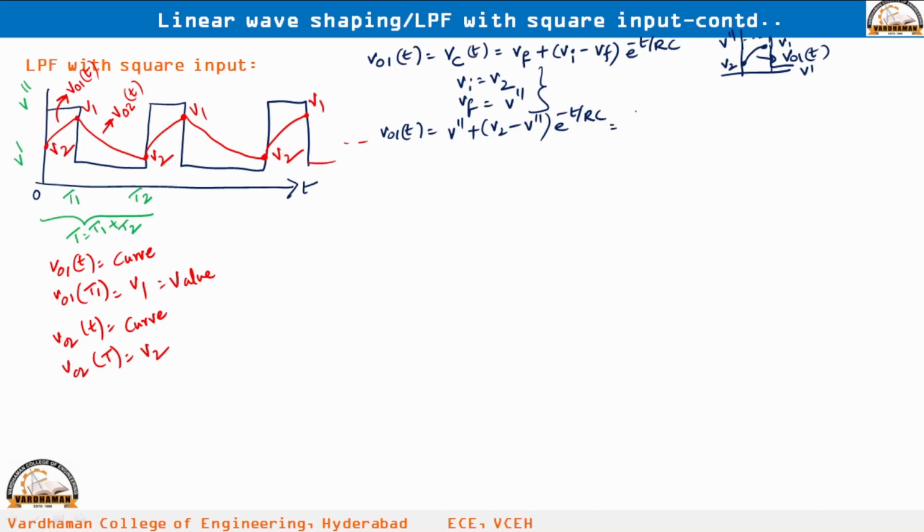Now, I am rewriting this one by taking V double dash as common. So V double dash is available here, here also it is available. From the first term we will get 1, from the second term we will get minus e power minus t by RC.